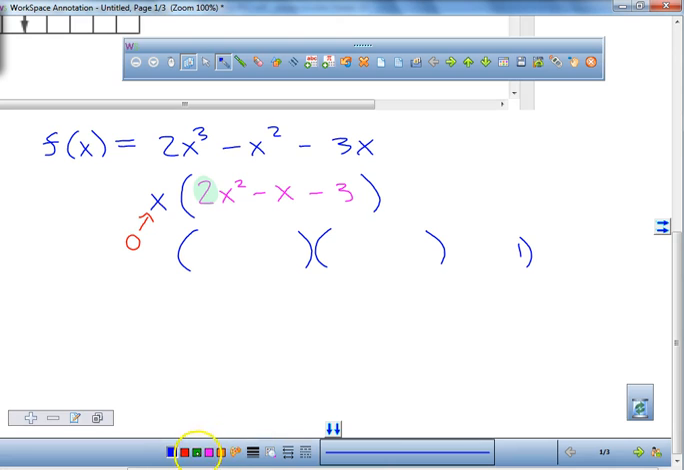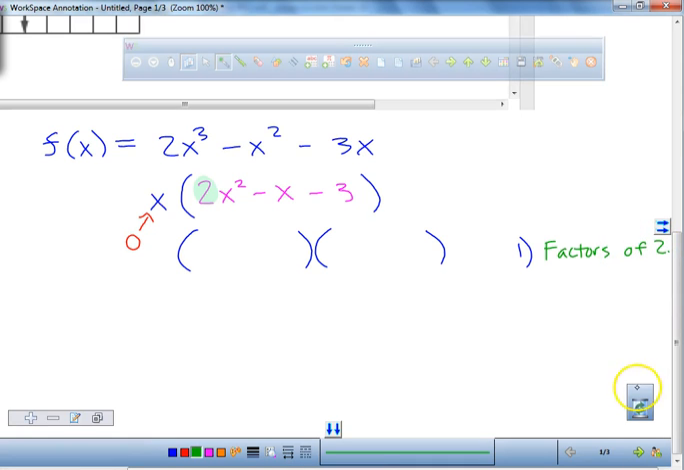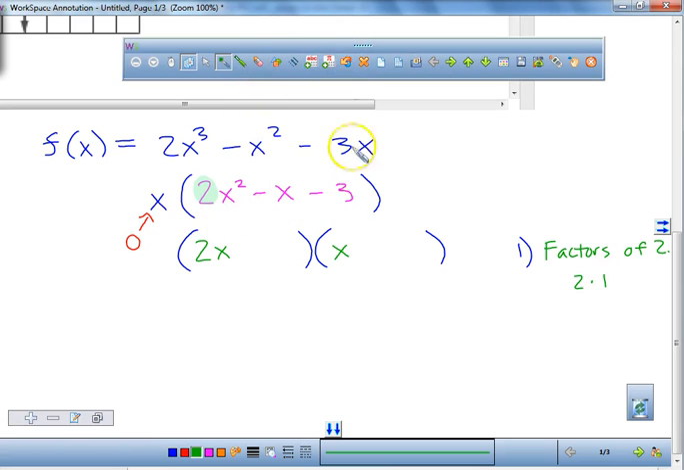Okay. So, I want you to think of the factors of 2. Just 2 times 1. And what are the factors of x squared? Just x times x. So here's what you're going to do. You're going to put a 2x right here, and you're going to put an x right there. Using the FOIL method, what is 2x times an x? What's that going to give us? It's going to get us back to 2x squared. So that's okay. We're doing everything correctly, checking our work using the FOIL method.